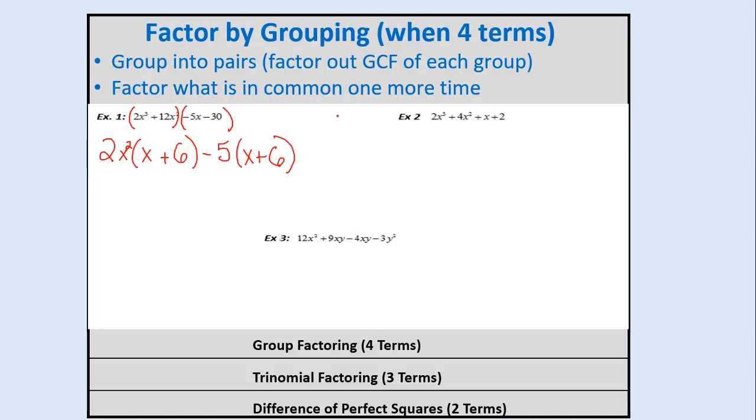So now I need to find what's in common between this term here and this term here, because they're multiplied. That's why it's 2 terms only. Well, x plus 6. They both have this x plus 6. So if I factor that out, I'd be left with a 2x squared here.